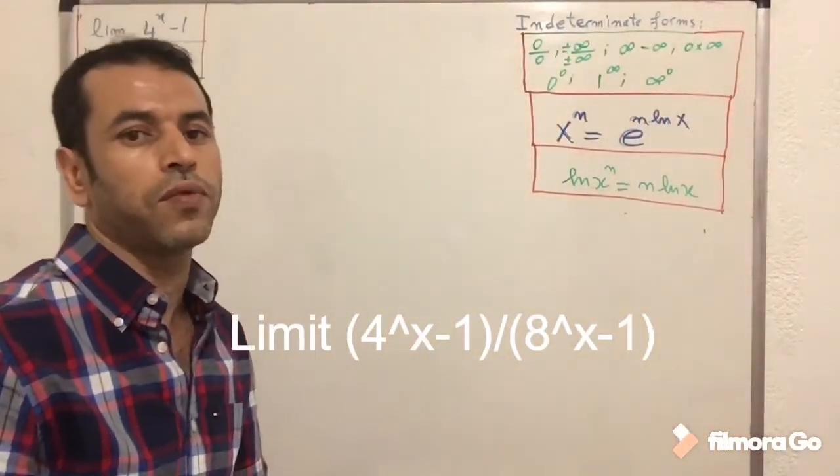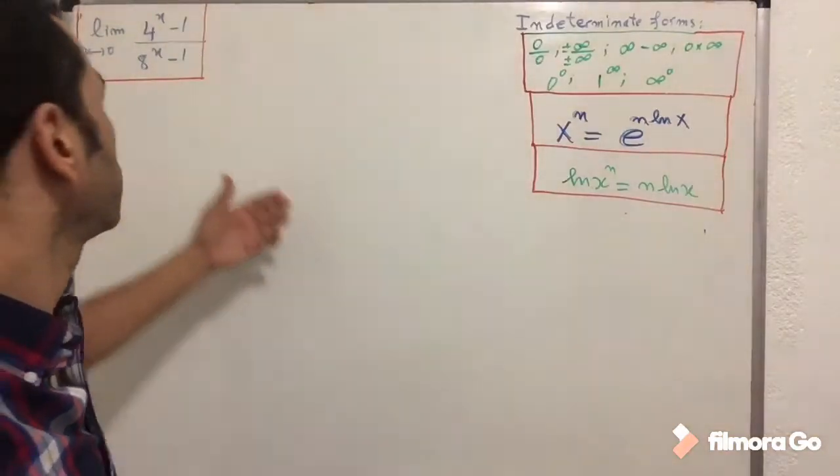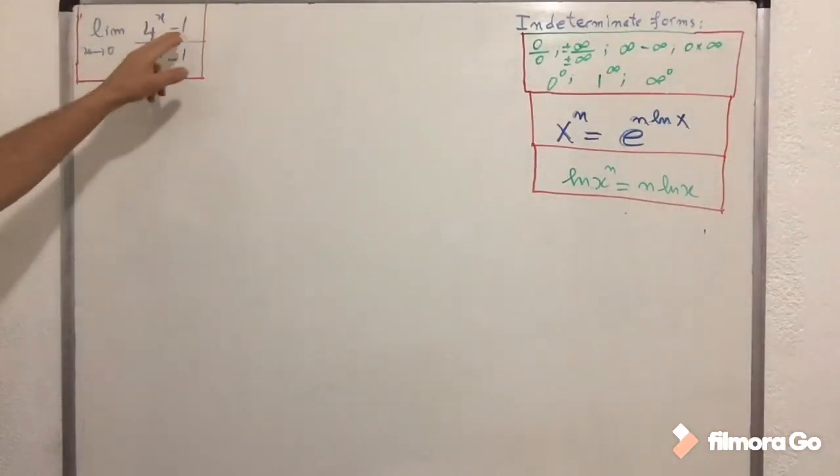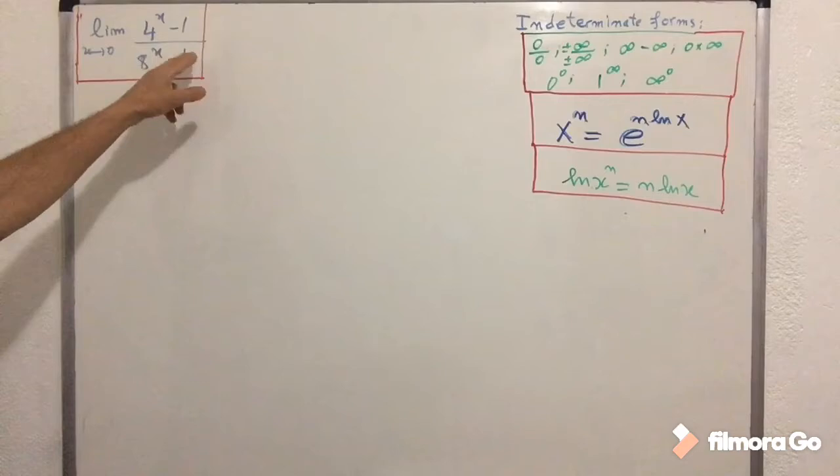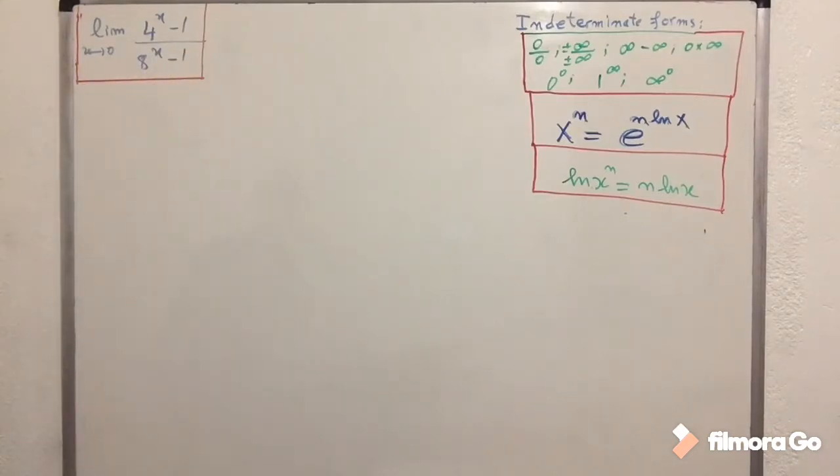Today's video we are going to evaluate this nice limit expression: the limit of (4^x − 1) over (8^x − 1), as x approaches 0.